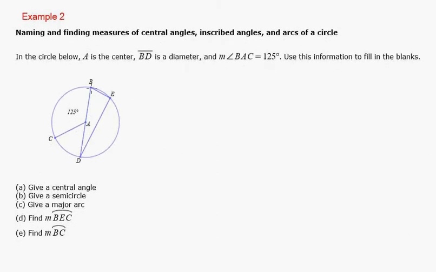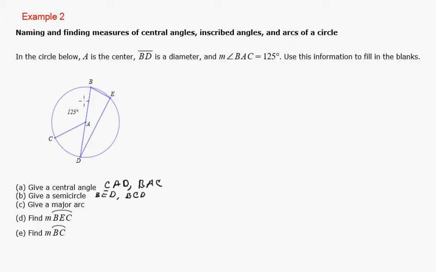We're told that B to D is the diameter and A is the center. We've got this labeled. Give a central angle. An easy central angle would be CAD. Another one could be BAC. Give a semicircle. Once again, that's halfway; you go halfway around. Since this is the diameter, we could say BED, or we could say BCD. Either one will work.